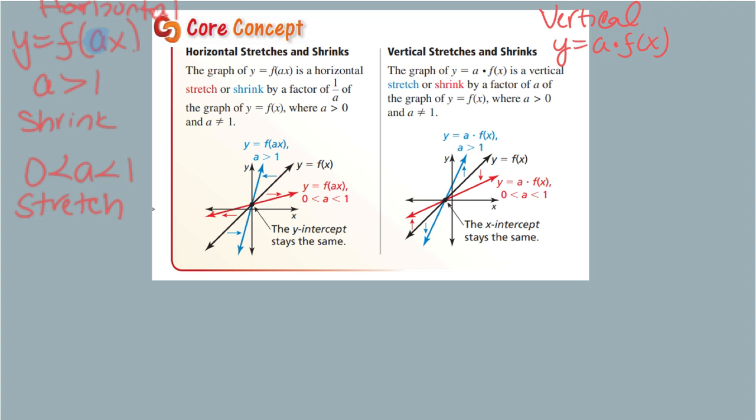You're multiplying the whole function, f of x, by a. And if a is greater than 1, what's going to happen? You're going to have a stretch. But if 0 is less than a and a is less than 1, we're going to have a shrink. So if you notice here, this is where I think everybody gets confused.